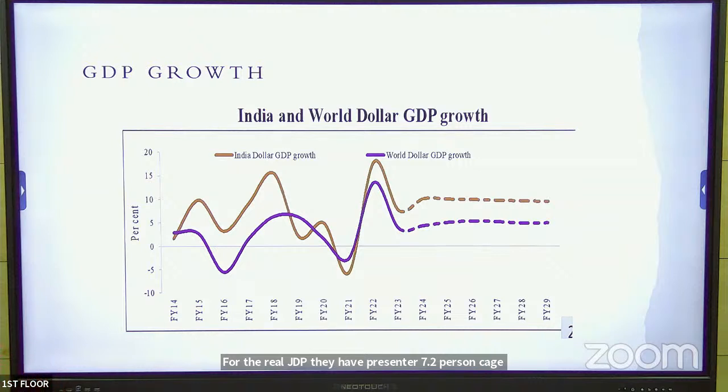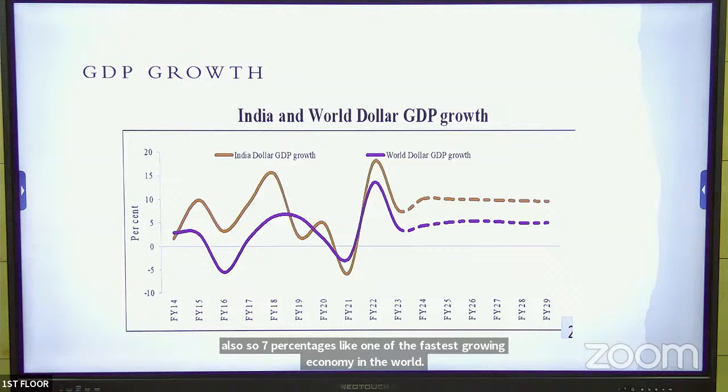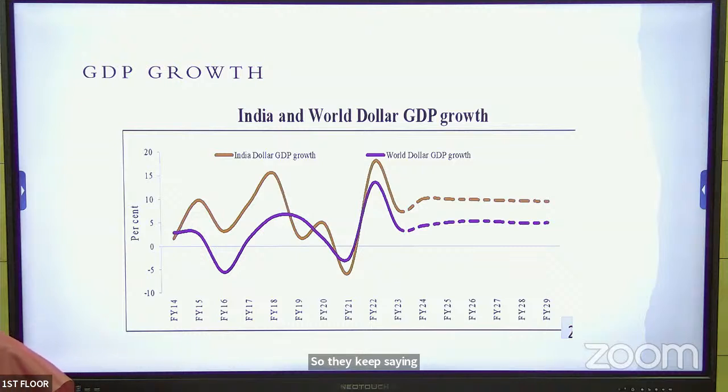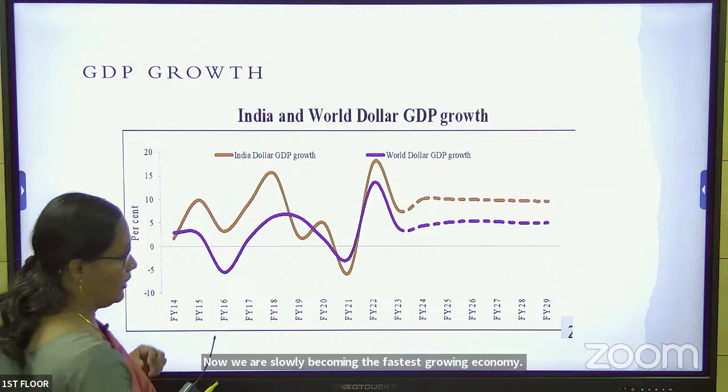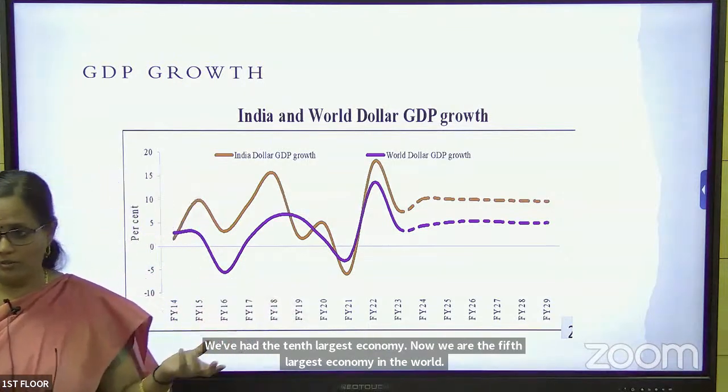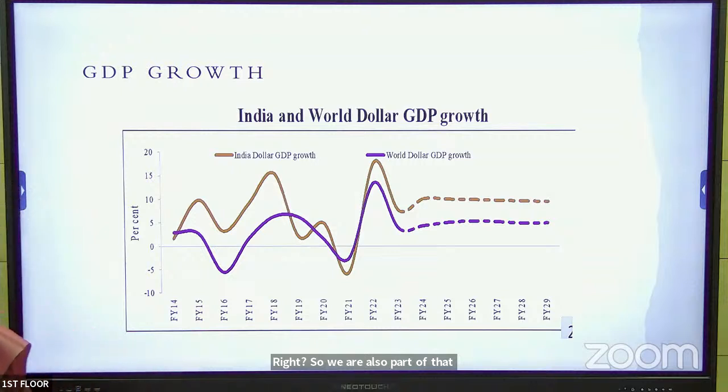So they keep saying we were part of the fragile 5. Fragile and all means we were a very weak economy. Now we are slowly becoming the fastest growing economy. We were the 10th largest economy. Now we are the 5th largest economy in the world. Right? So we are also part of those emerging economies. These are all the alternative words you can remember while writing.